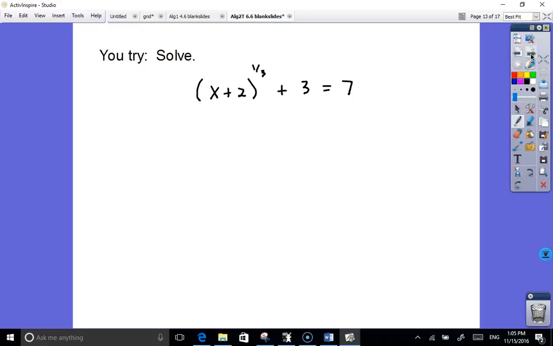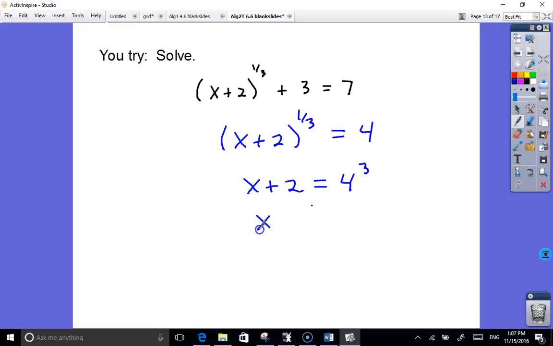So try that one. So what'd you get? 62, right? Subtract 3. And raise both sides to the 3rd power. X equals 62. Okay.